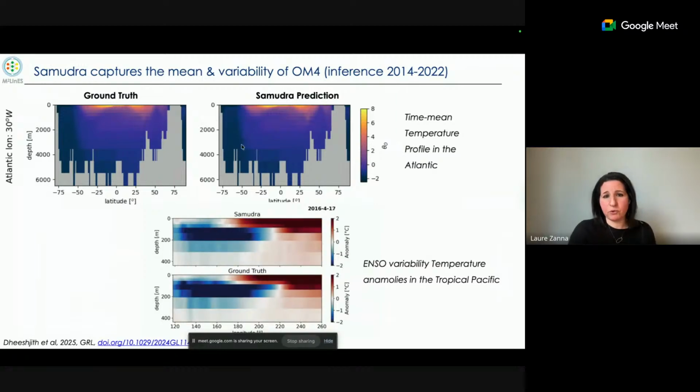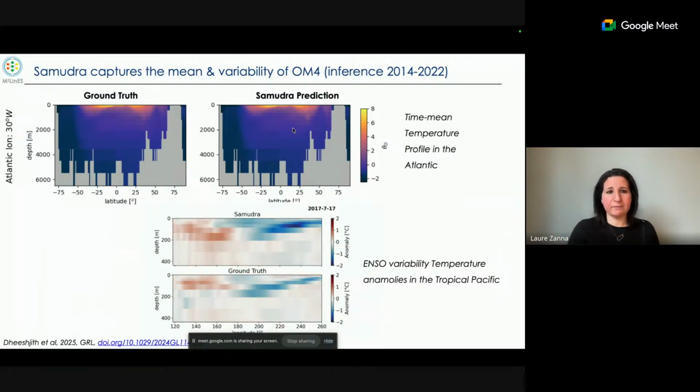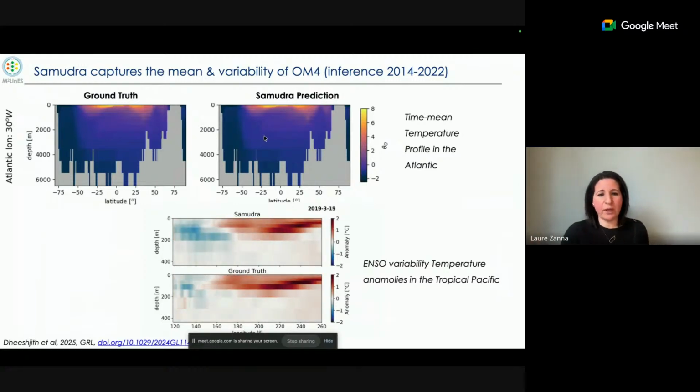In all honesty, the first time I saw the Samudra prediction, I could not have told you that it was a data-driven model. I can't distinguish between the truth that comes from the numerical simulator and the one that was emulated. Overall it's pretty good, but of course, it's a time averaging, right?